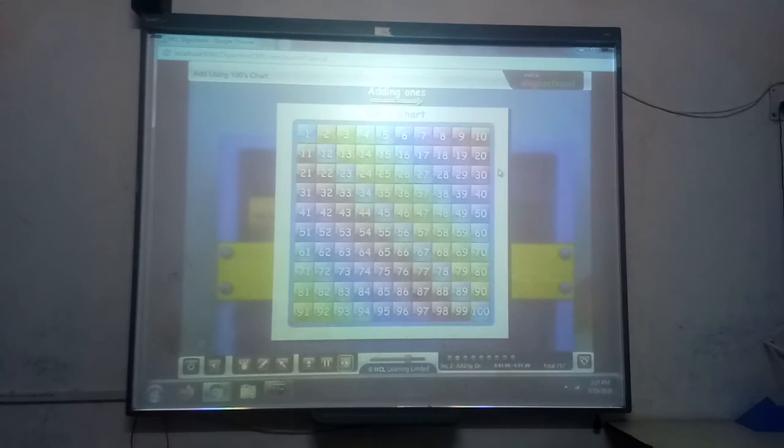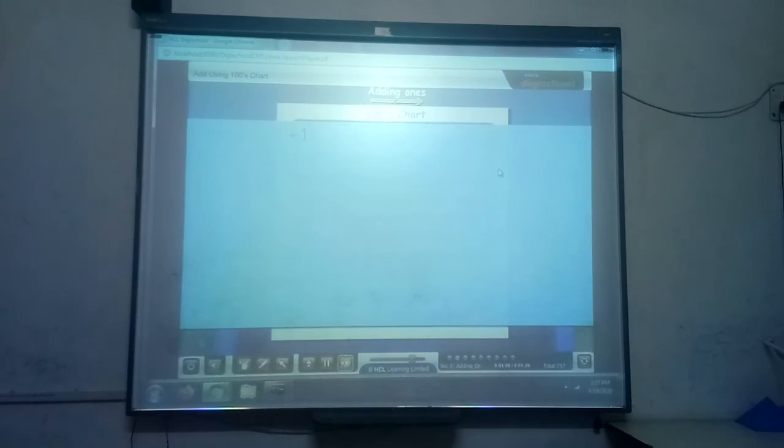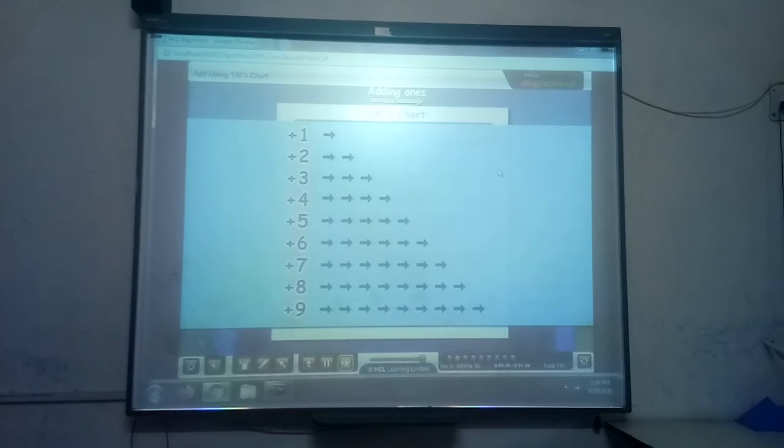On a hundreds chart, to add a single digit number, move right across columns. To add 1, move 1 place to the right. To add 2, move 2 places to the right. To add 3, move 3 places to the right, and so on.